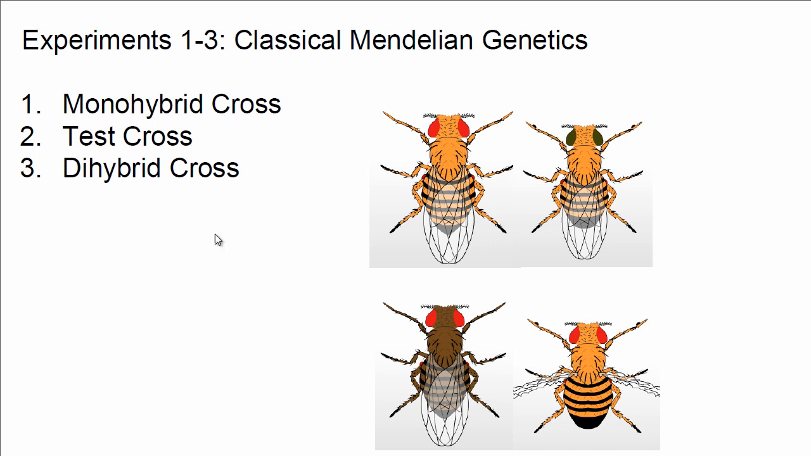Then in the third experiment, you'll be doing a dihybrid cross, so crossing individuals that are ebony-bodied with an individual that has vestigial wings. You see these little wings are kind of shrunken and vestigial, and in the F1 generation there'll be a double heterozygote. Then you'll cross that one to see if you get the ratio that you're looking for in the classic dihybrid cross, 9 to 3 to 3 to 1.